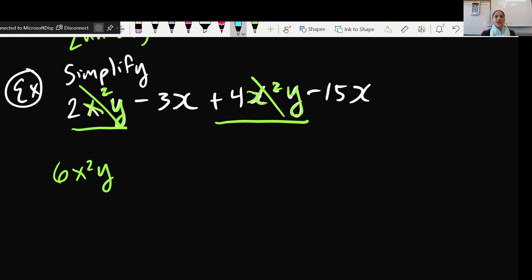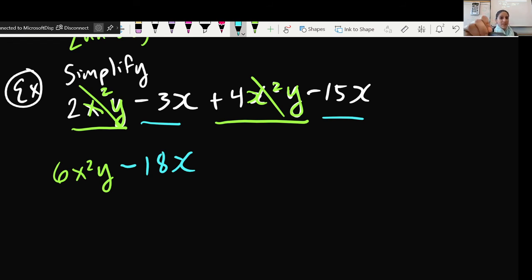To look for another like term or set of like terms, I have minus 3x and I have minus 15x. So it's like I'm counting up how many x's I have. They are like terms because this is an x to the 1 and so is this one. So how many do I have? If it's a minus 3 and I'm taking away 15 more, I'm going further into the negatives on the number line. Where do we end up? Hiva? Negative 18. So we have negative 18x. Is everybody good with that?